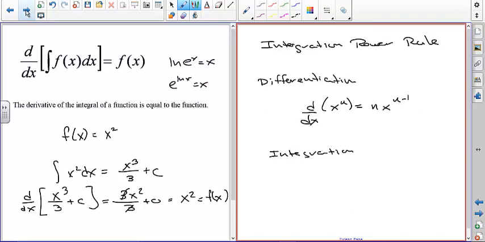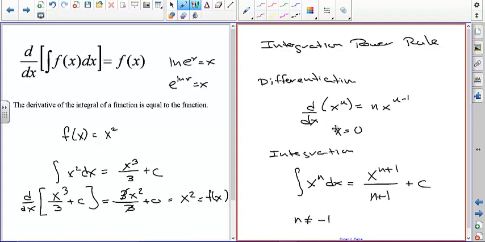We mentioned this the day before yesterday. Remember the differentiation rule for a power: the derivative of x to the n is n times x to the n minus 1. You know that because we had that one problem on the test. So the integral rule is that the integral of x to the n dx is equal to x to the n plus 1 divided by n plus 1 plus c, and n cannot equal negative 1. Up here, n could not equal 0.